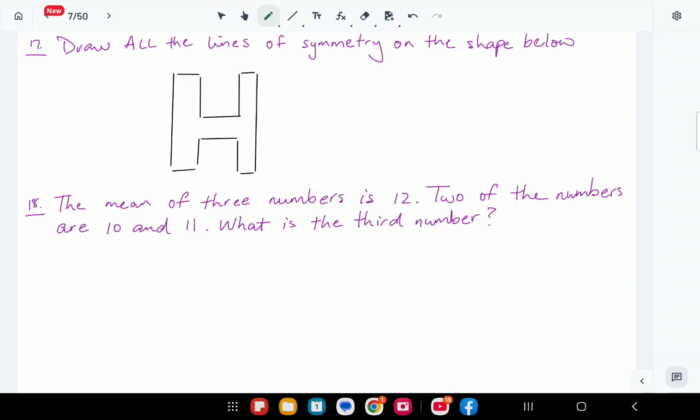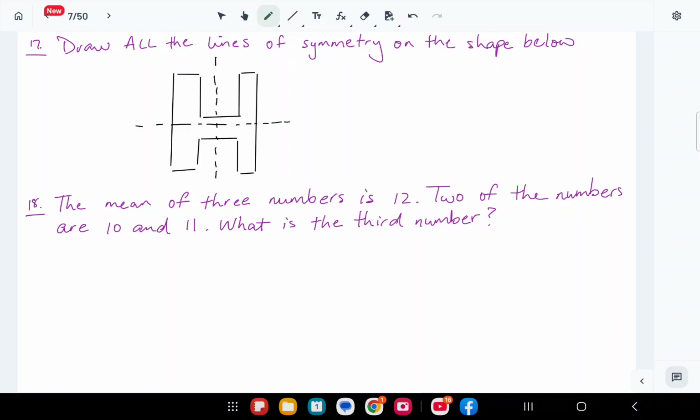Alright, number 17. Draw all the lines of symmetry on the shape below. My diagram is a bit off, but the shape needs to be an H. Both sides are equal. So we know it has 1 vertical and 1 horizontal. So 2 lines of symmetry.